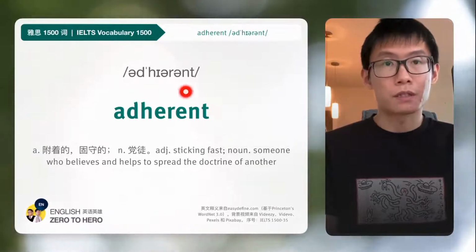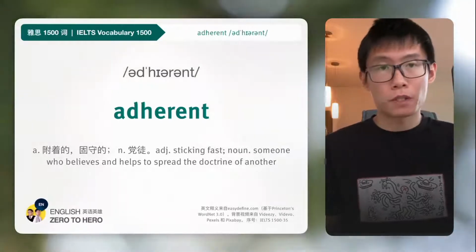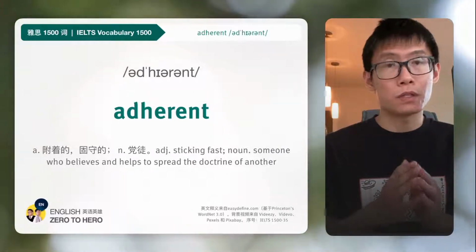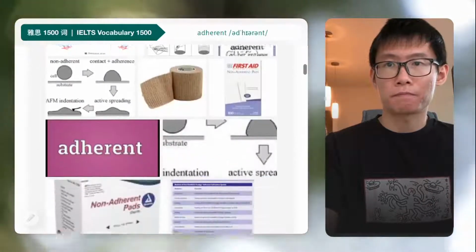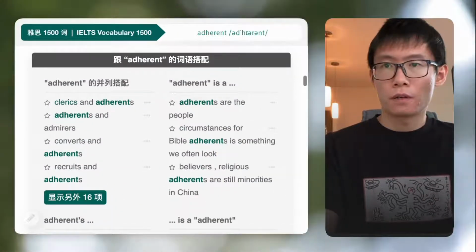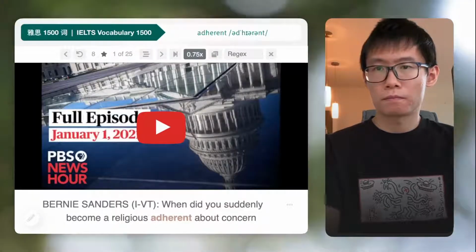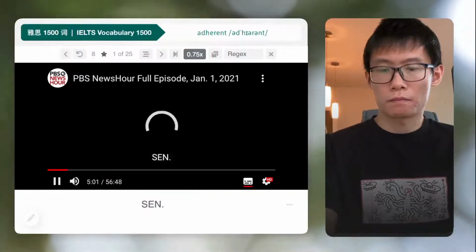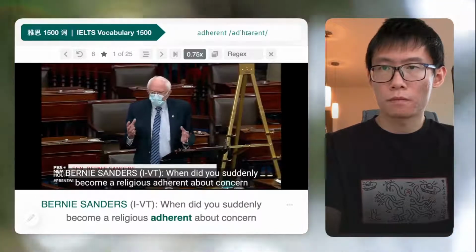The next word is adherent. An adherent is like a follower or someone who sticks to something. Let's take a look at adherent. When did you suddenly become a religious adherent?